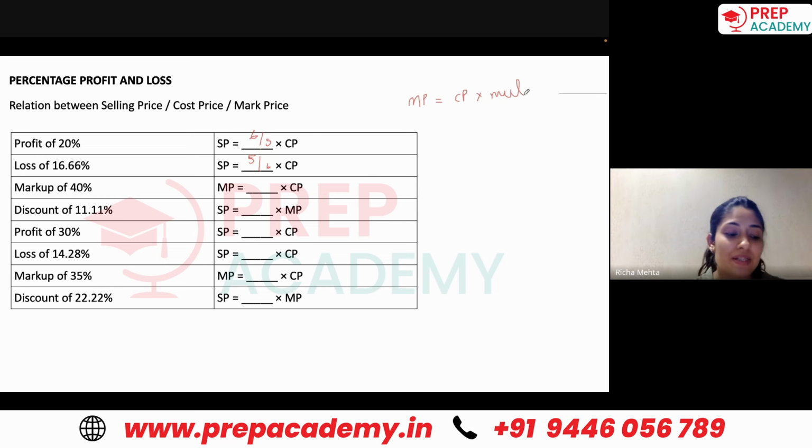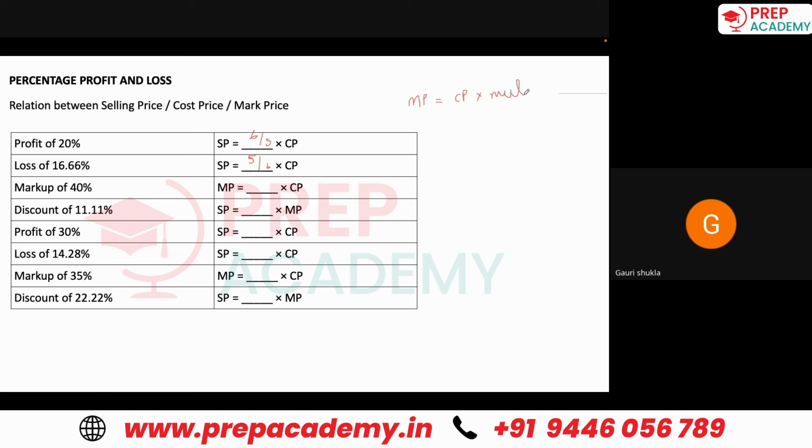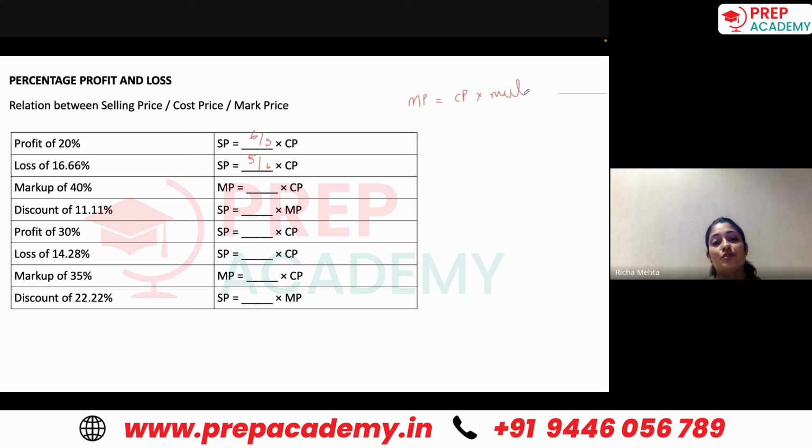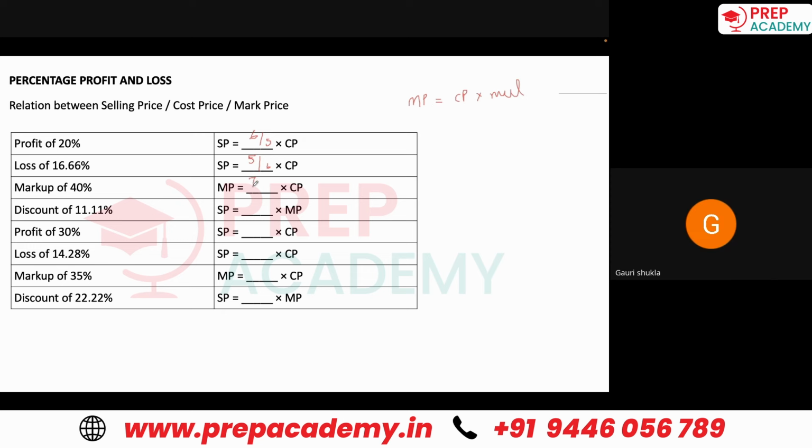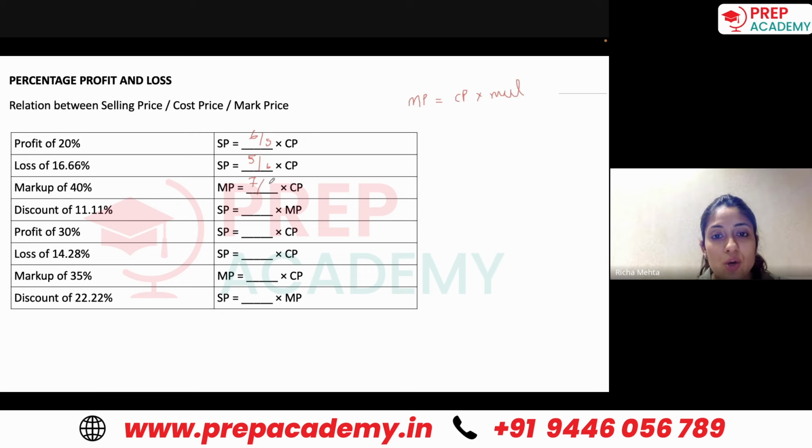First of all, 40% is what fraction? 2/5. So markup is always nothing but addition on the cost price. It is never going to be subtraction. So when you add 2 by 5, what does your multiplier become? 7/5. I hope everybody is getting me. This is very important. If you have a doubt, please ask.